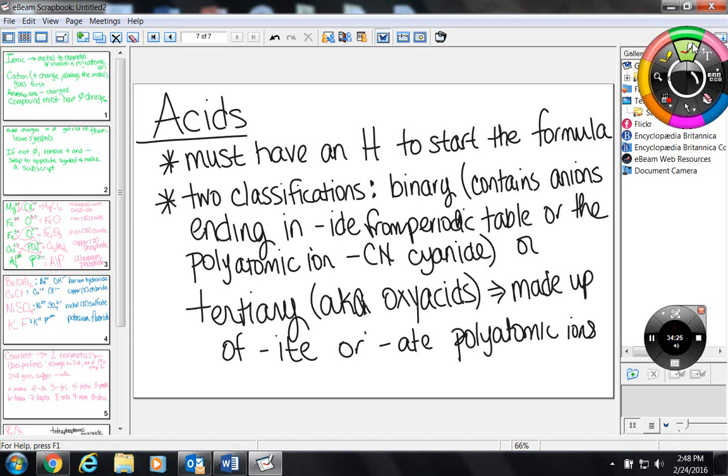All right. So acids must have an H to start the formula. There are two classifications. Binary acids contain anions that end in -ide from the periodic table, or the polyatomic ion CN, cyanide. Or the ternary acids, also known as oxyacids, which are made from -ite or -ate polyatomic ions. They end in -ite or -ate.